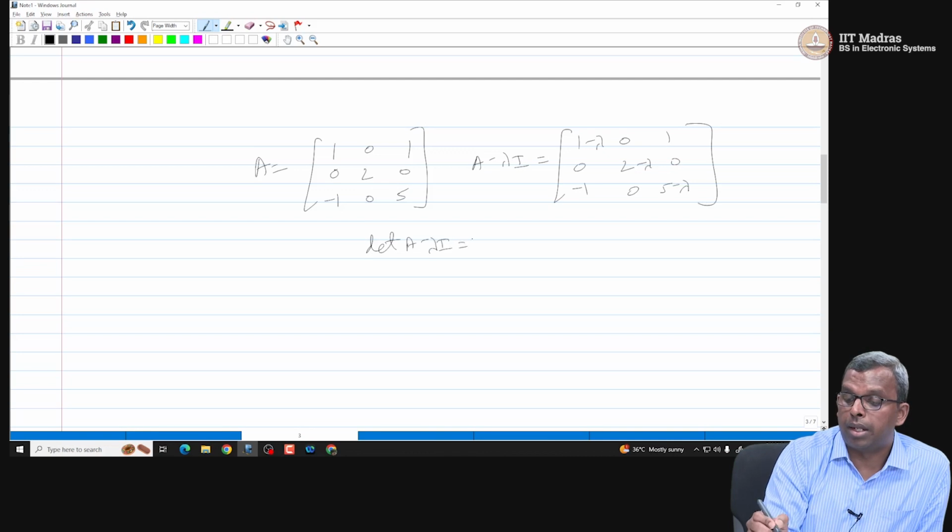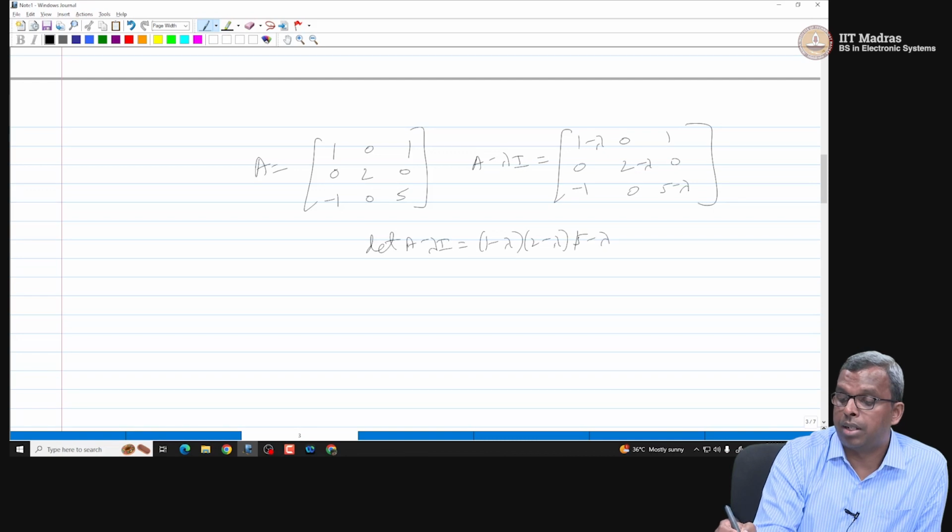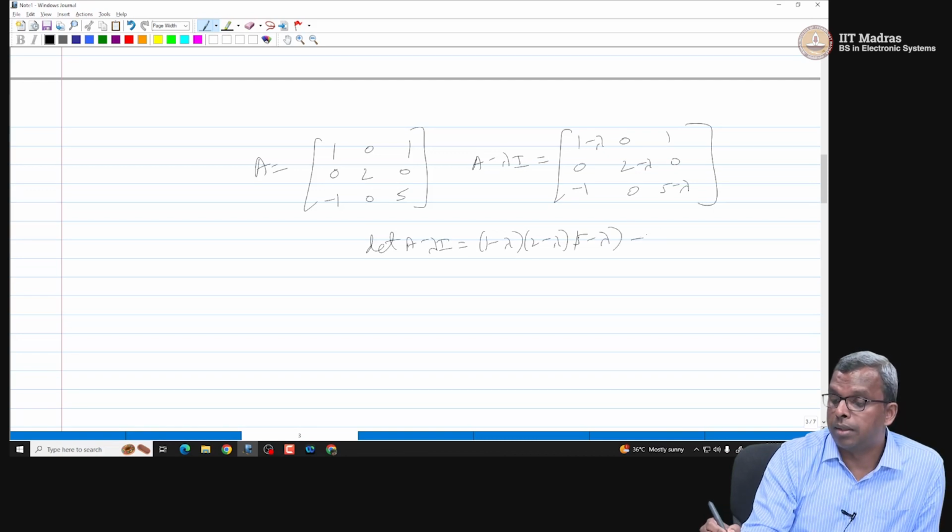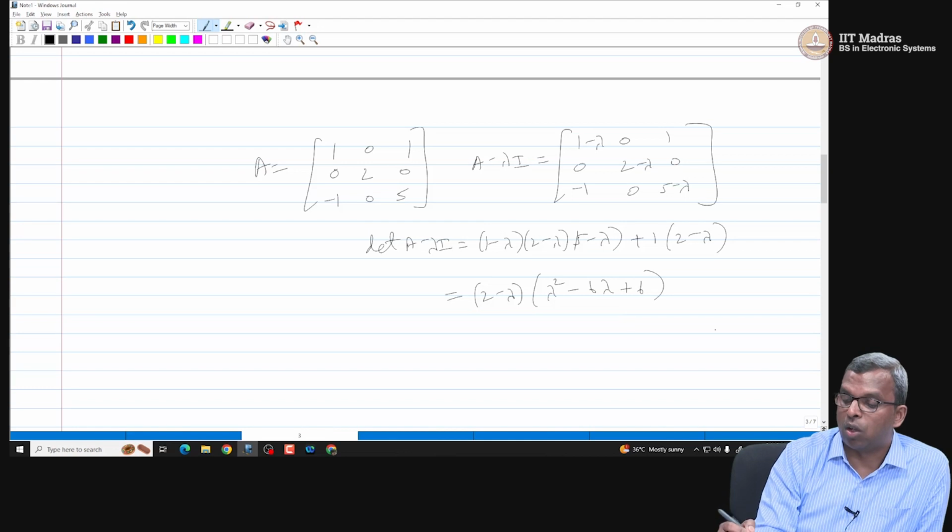The determinant of A minus lambda I is 1 minus lambda, 2 minus lambda, 5 minus lambda. So it is minus, so plus 1 into 2 minus lambda. Okay, so you get 2 minus lambda times lambda squared minus 6 lambda plus 6. Is that correct? I hope I did not make a mistake. So you can solve this, you will get answers.